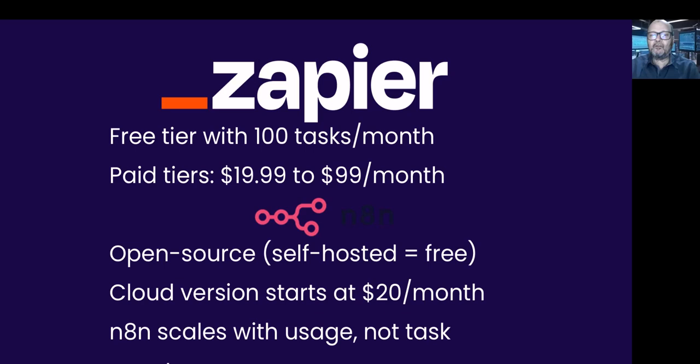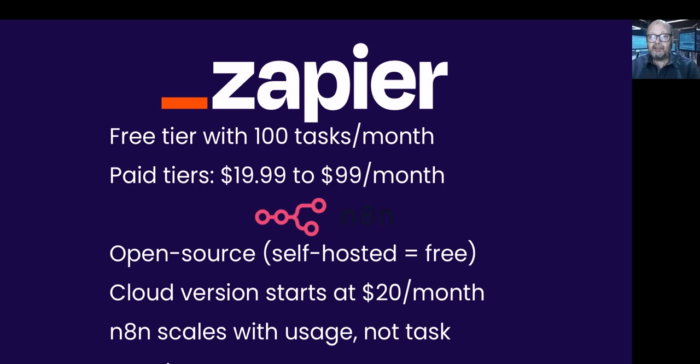So Zapier offers a free tier, but it's very limited, just 100 tasks per month and only single-step zaps. If you want a multi-step workflow, filters and premium app integrations, you'll need to move to one of their paid tiers. Prices start around $19 a month, but serious automation quickly puts you in the $49 to $99 a month range.